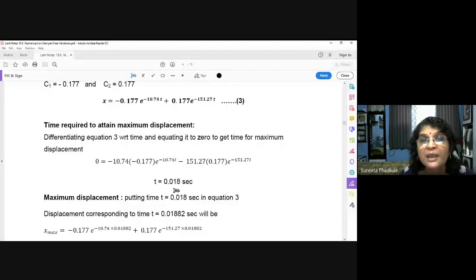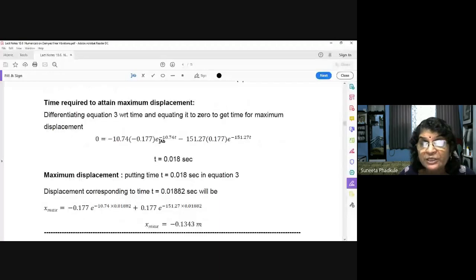Now see here, it is e raised to terms, two terms are there, equal to 0. At home you have to solve the problem, because how to solve this using a calculator, that you must know. So here we will get t is equal to 0.018 second. So in 0.018 second, the system will reach the maximum displacement position.